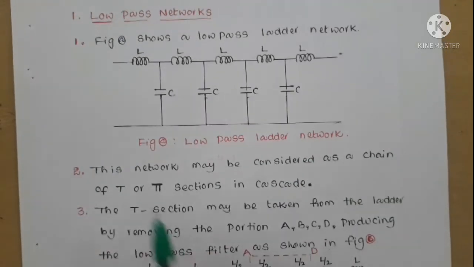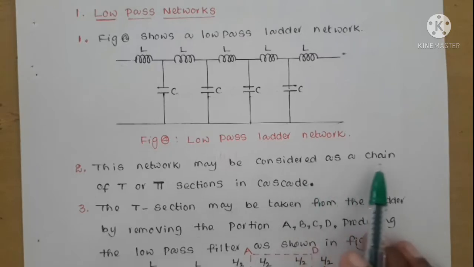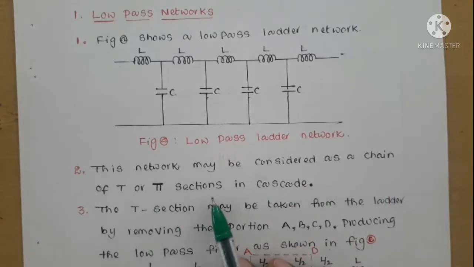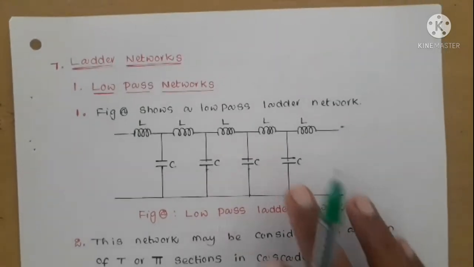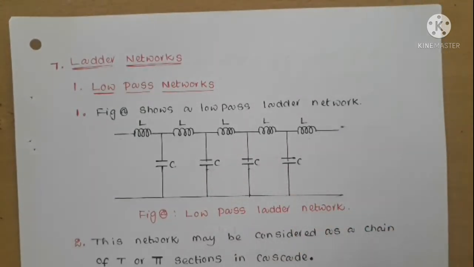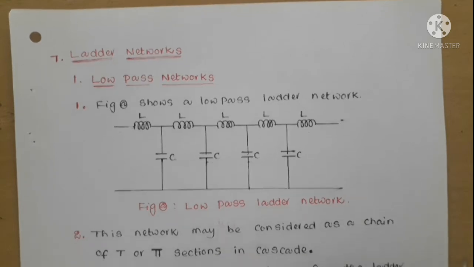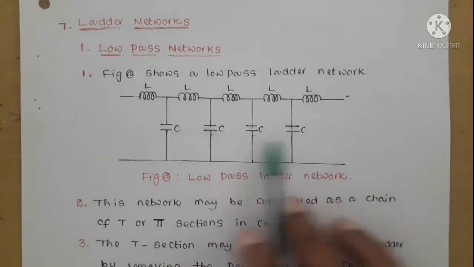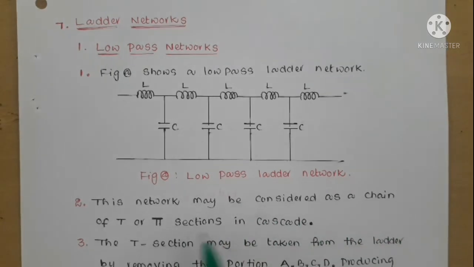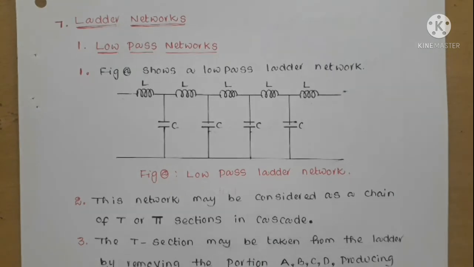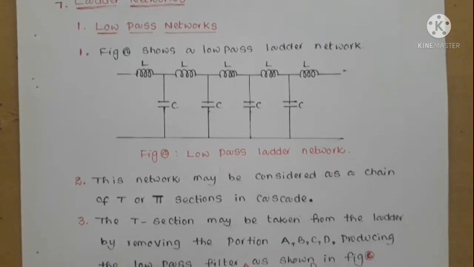Here this network may be considered as a chain of T or pi sections in cascade. We can represent this low pass ladder network as a chain of T sections in cascade, or a chain of pi sections in cascade. Now let us look into the T sections and pi sections.